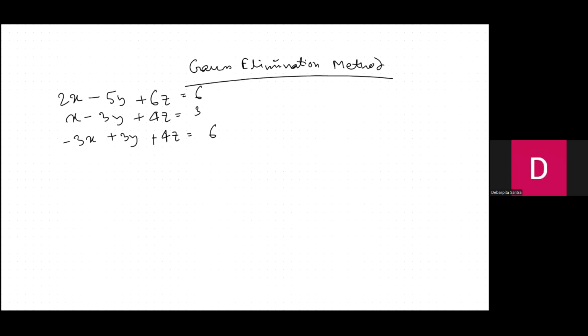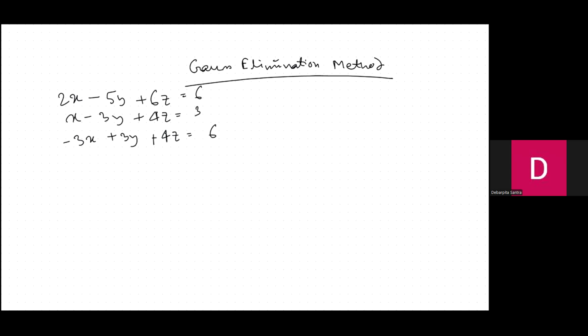Welcome to another lecture of Gauss elimination method. Here also you see there are three equations. So there is a system of linear equations with three equations having three unknown variables like x, y and z. So these three are the equations. 2x minus 5y plus 6z is equal to 6. x minus 3y plus 4z is equal to 3. Minus 3x plus 3y plus 4z is equal to 6.